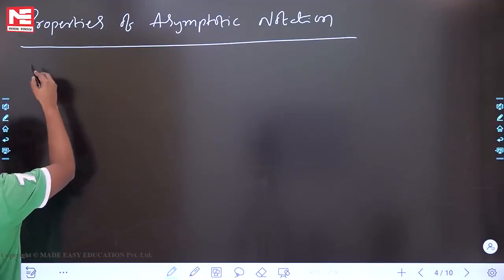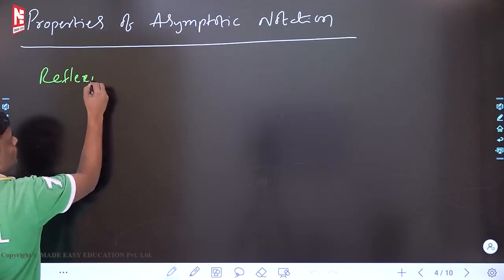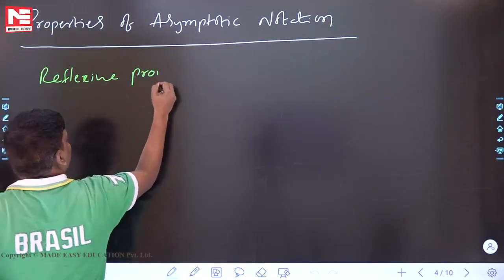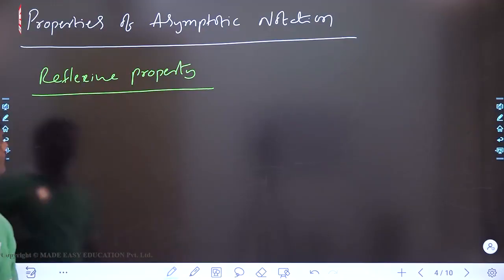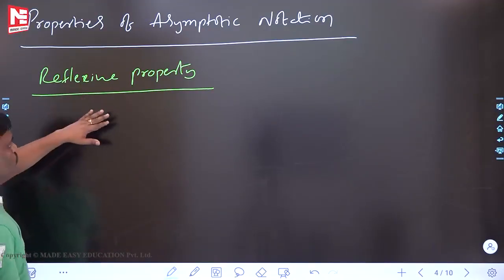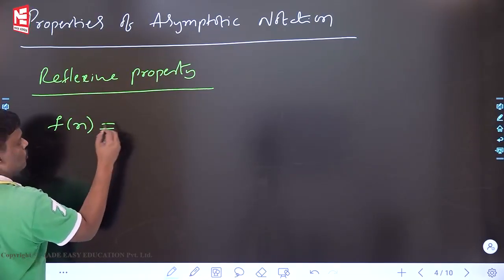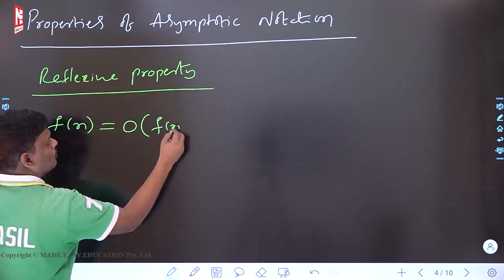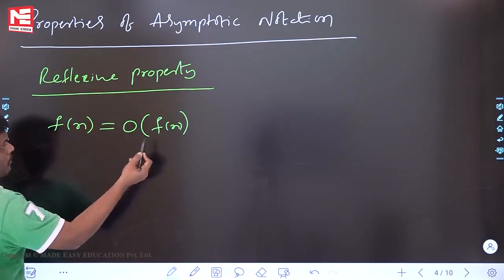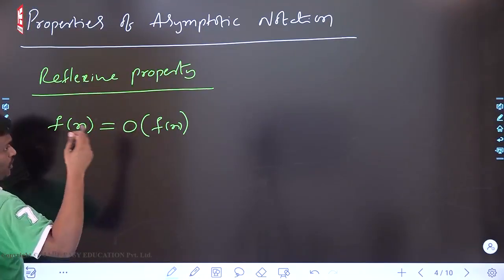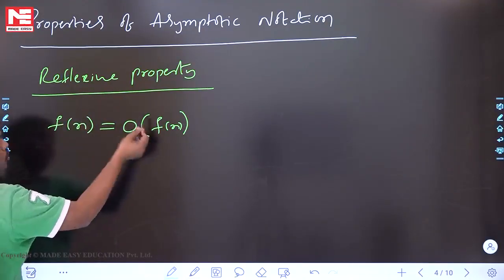See this one, first one, reflexive property. Some people are asking, what is the meaning of reflexive property? Let me check here. See this one. Is it right or not? f of n is equal to big O of f of n. Is it right or wrong? That is the meaning of reflection. Both the sides same. Whatever is on the left is also on the right. If you see your face in a mirror, you will see your face only. That means reflection. So reflexive property means both sides have the same thing.